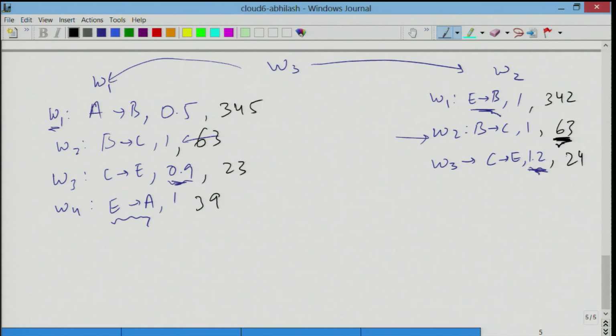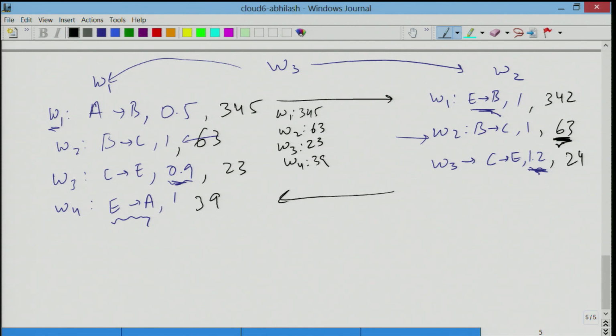Now the way the gossip works is W1 has randomly picked W2 and it wants to gossip with W2. It doesn't want to send all the information to W2 because a lot of it may not have changed. So instead of sending all the information, it will just send the vector clock. It will say that W1 is at 345, W2 is 63, W3 is 23, and W4 is 39. It is just saying that I have this information about all the workers. It is asking W2, do you need any information?